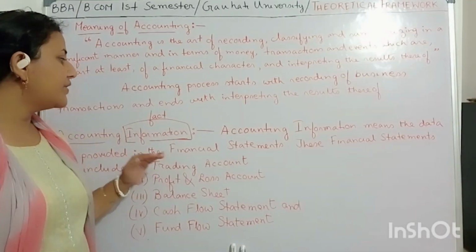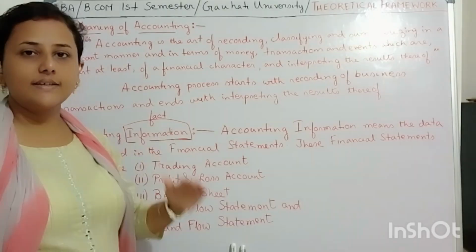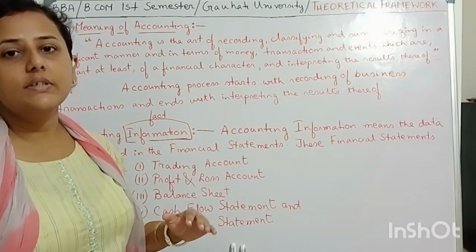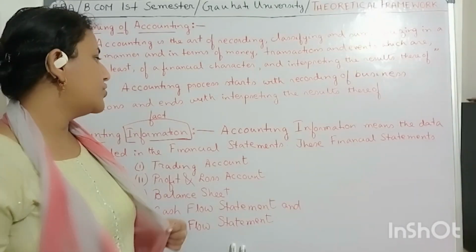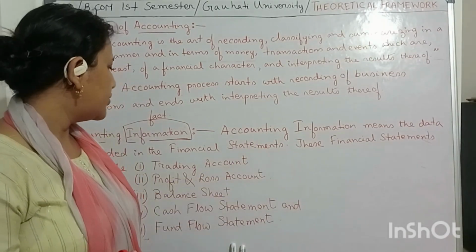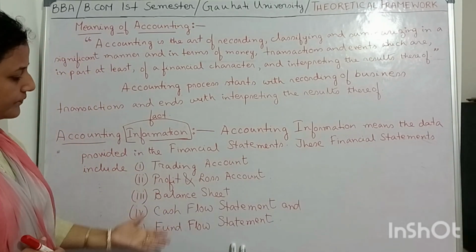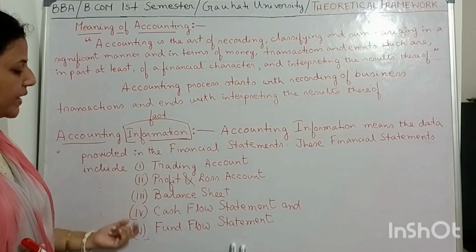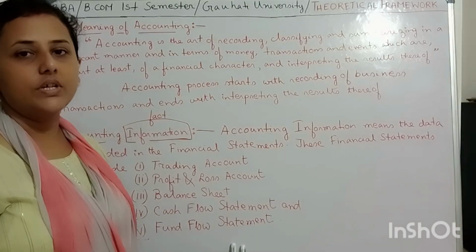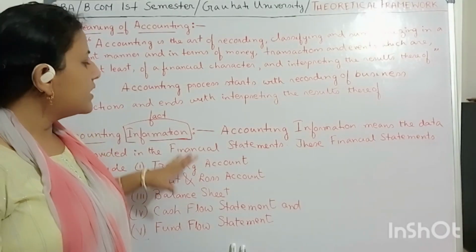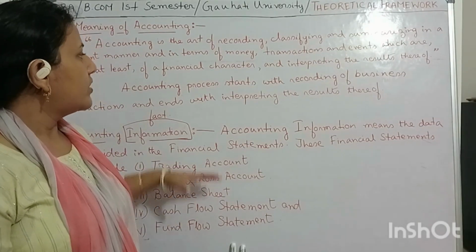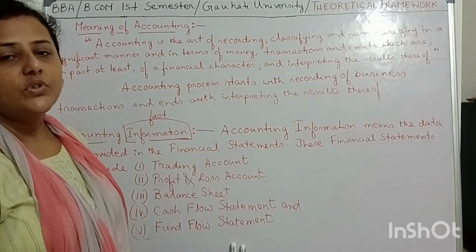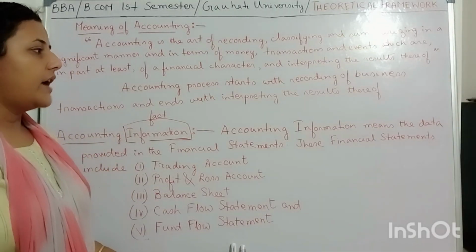So accounting information means what? It's the data, or the known facts of the business, provided in the financial statements. These financial statements include these 5 points: trading account, profit and loss account, balance sheet, cash flow and fund flow statement. These are very important. What is accounting? What is accounting information? Try to remember this.